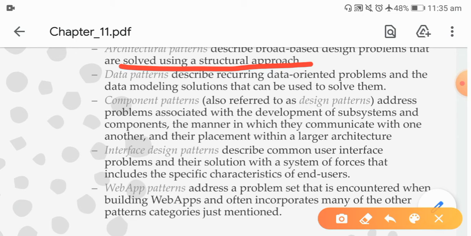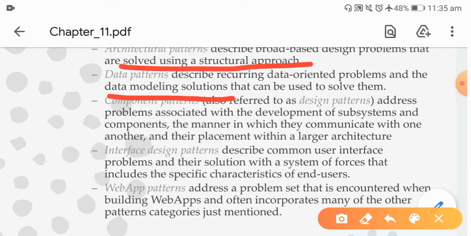It could be a 3D view of your home. That is, where are the doors, where are the windows, where are the walls, where are the ceilings. All these things need to be described before developing your house. So this is the architectural pattern. That is, you need to describe the architecture of your problem, that is, a structural solution for your problem.